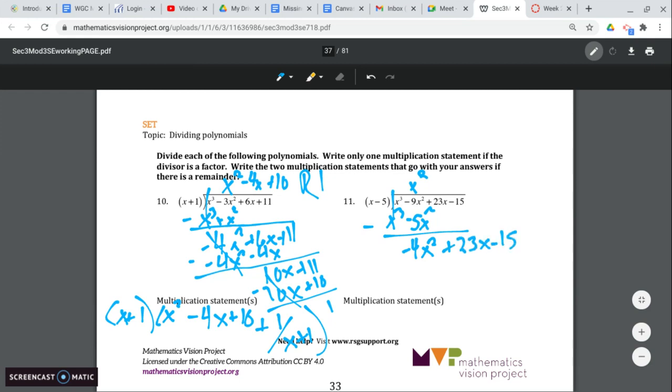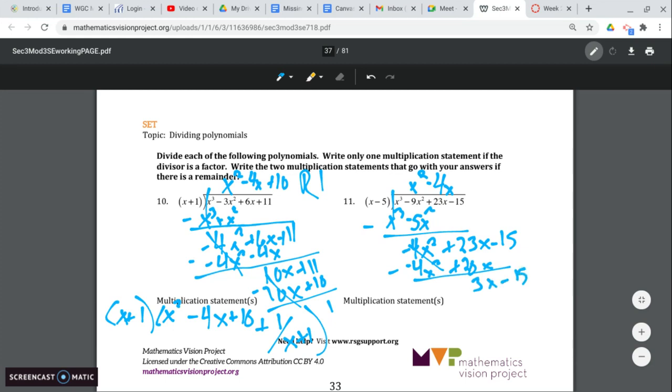So what do we multiply x by to get to negative 4x squared? Negative 4x. So negative 4x squared. Negative 4 times negative 5 is a positive 20x. Subtract, that cancels. 23 minus 20 is 3x minus 15.